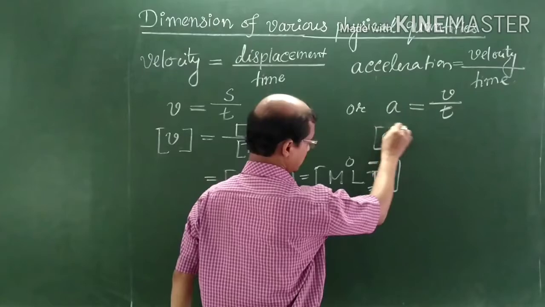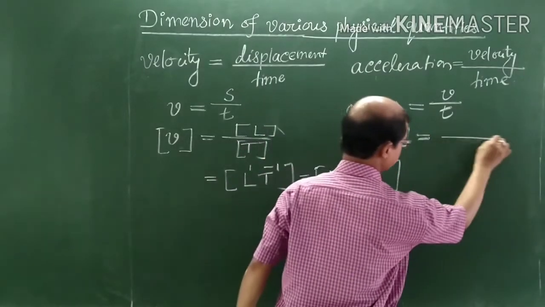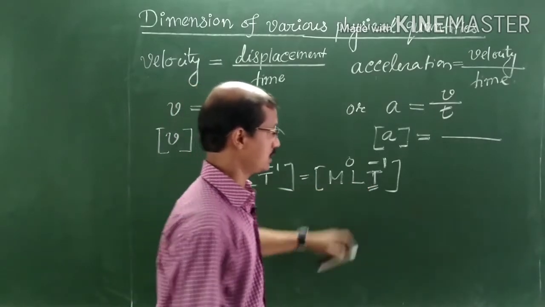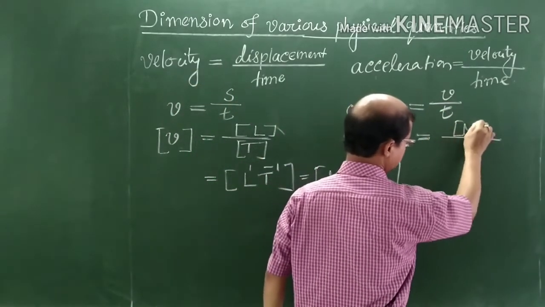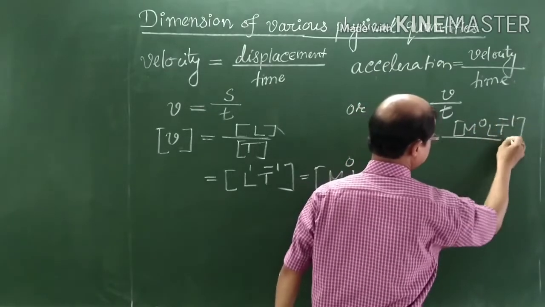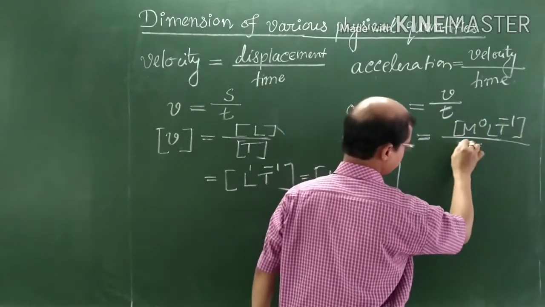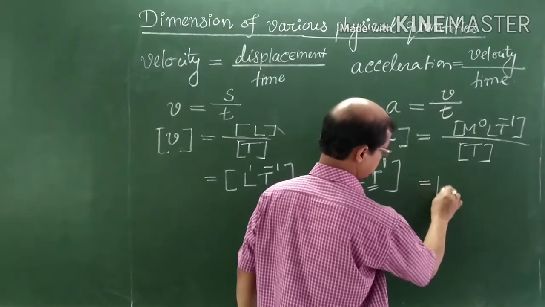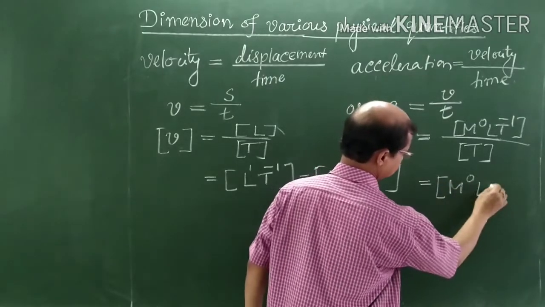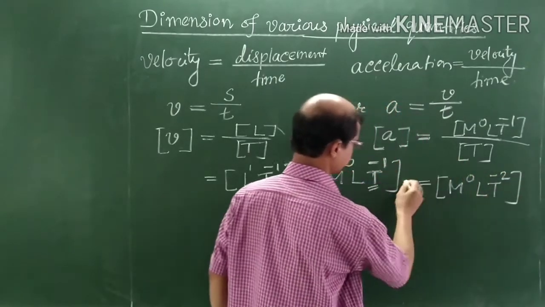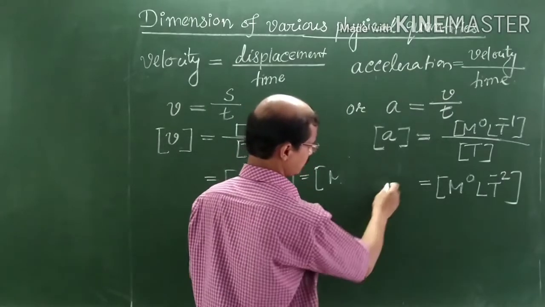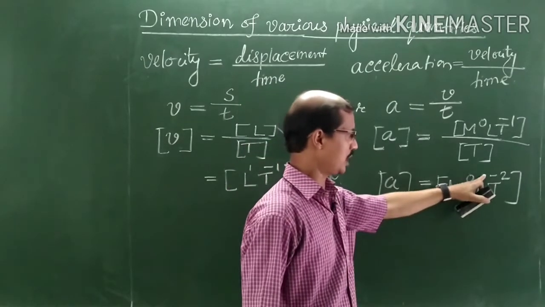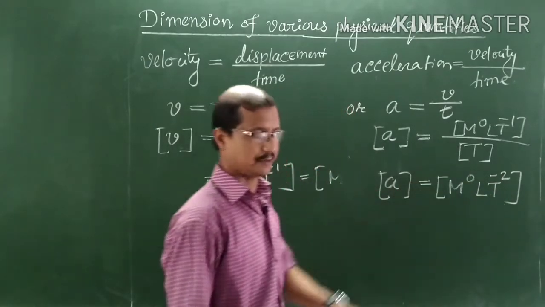So you give square bracket here. Then dimension of velocity, as already we have discussed, is m to the power 0 L t inverse. So here you write m to the power 0 L t inverse by t, as time is a fundamental quantity. So after simplifying you will get m to the power 0 L t inverse 2. So this is the dimension of acceleration. So dimension of acceleration is 0 in mass, 1 in length and minus 2 in time.